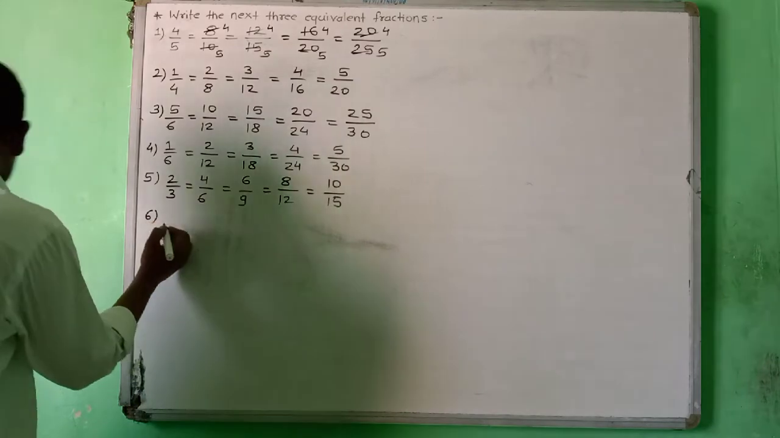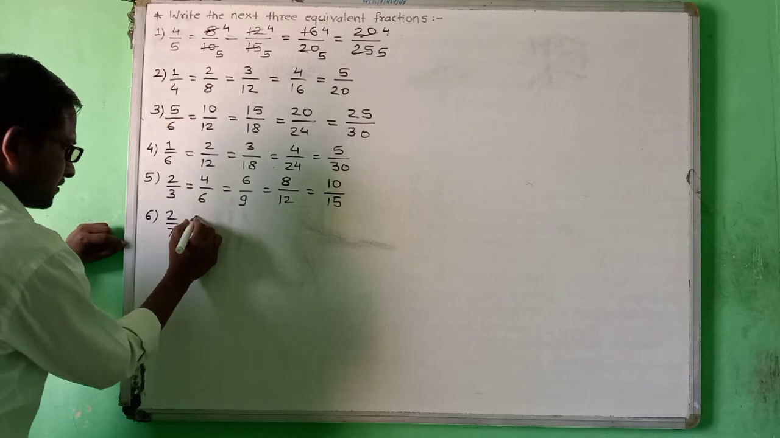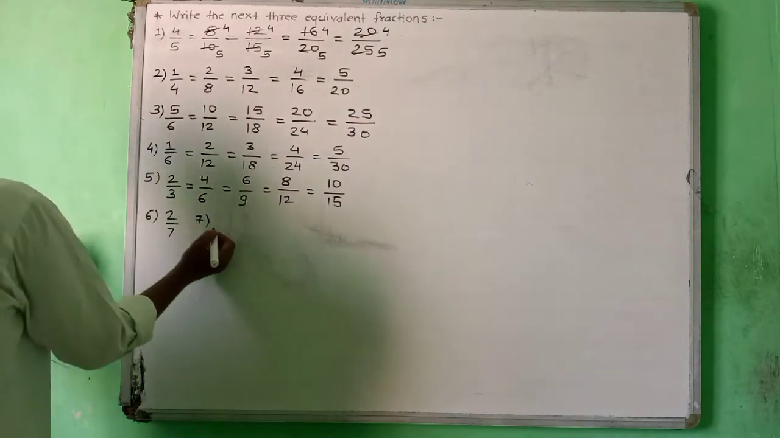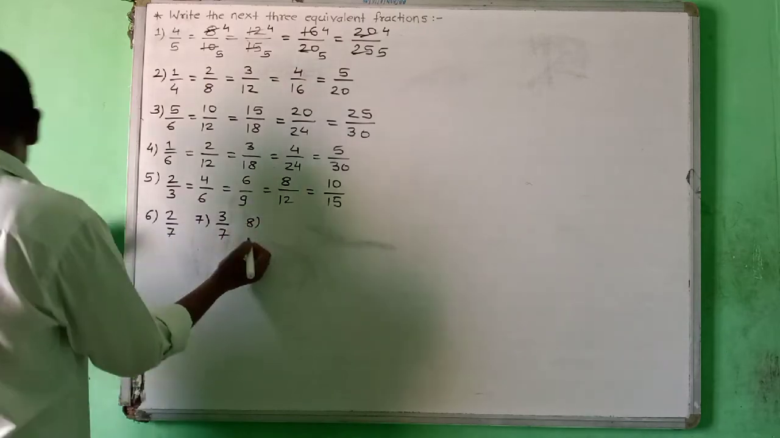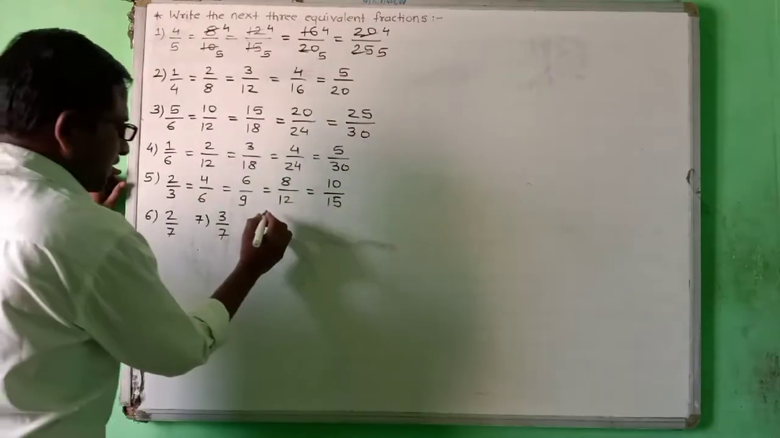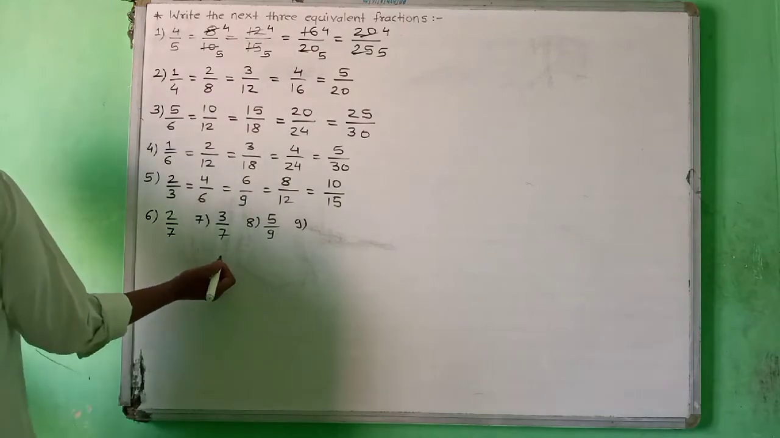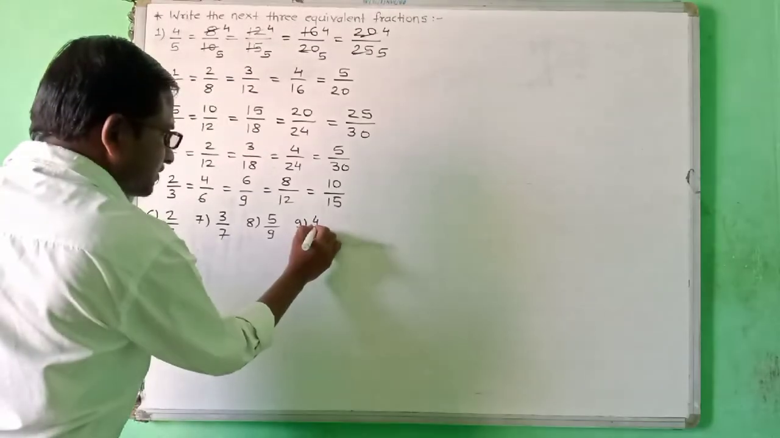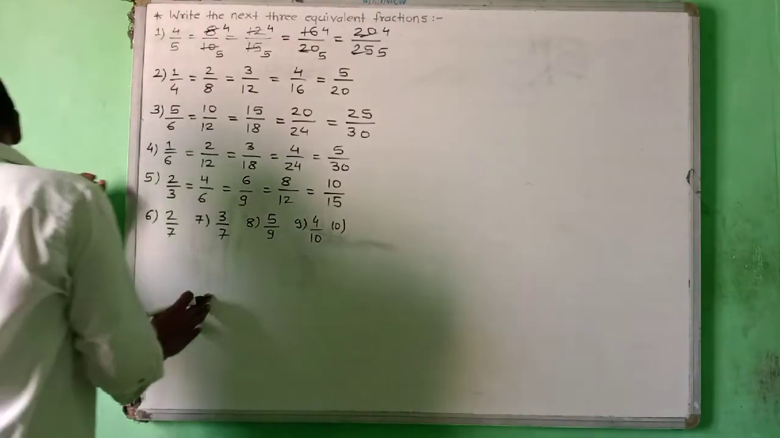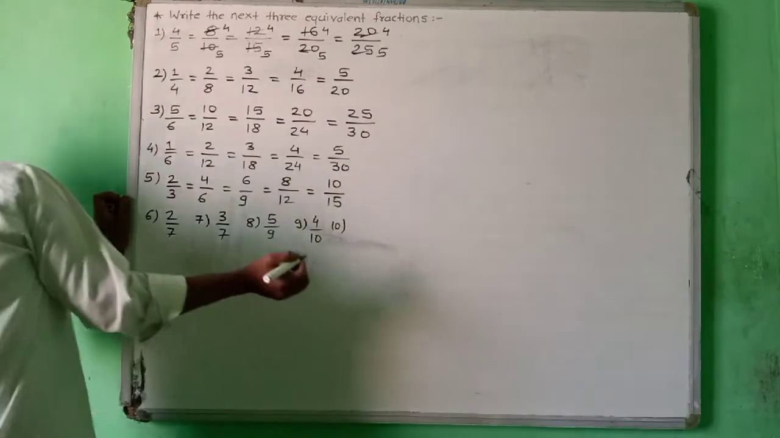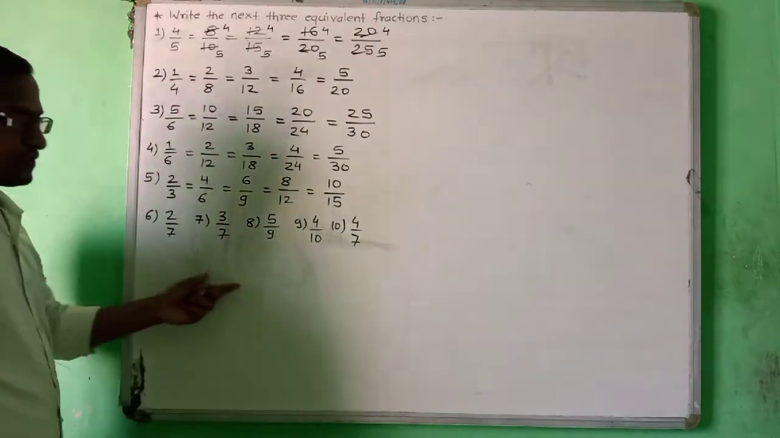Sixth, 2 upon 7. Seventh, 3 upon 7. Eighth, 5 upon 9. Ninth one, 4 upon 10. And tenth, 4 upon 7. These 5 examples, you do it.